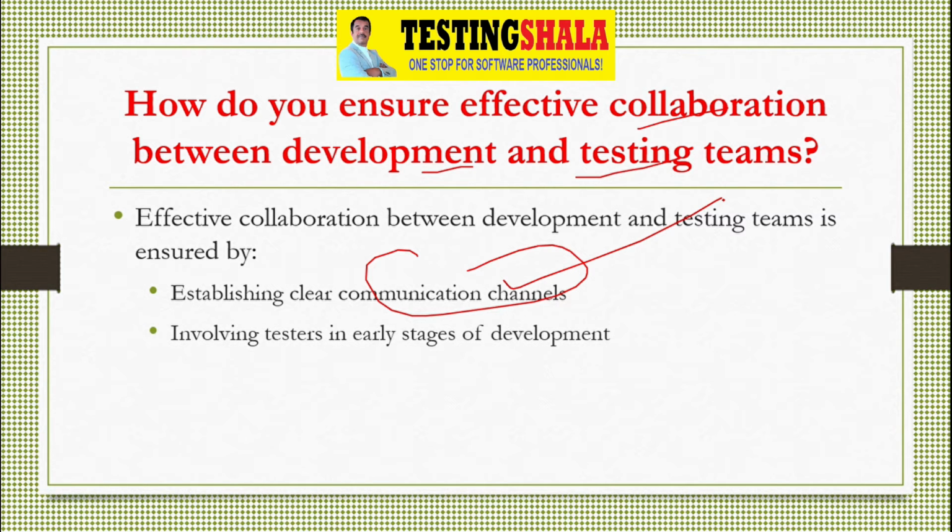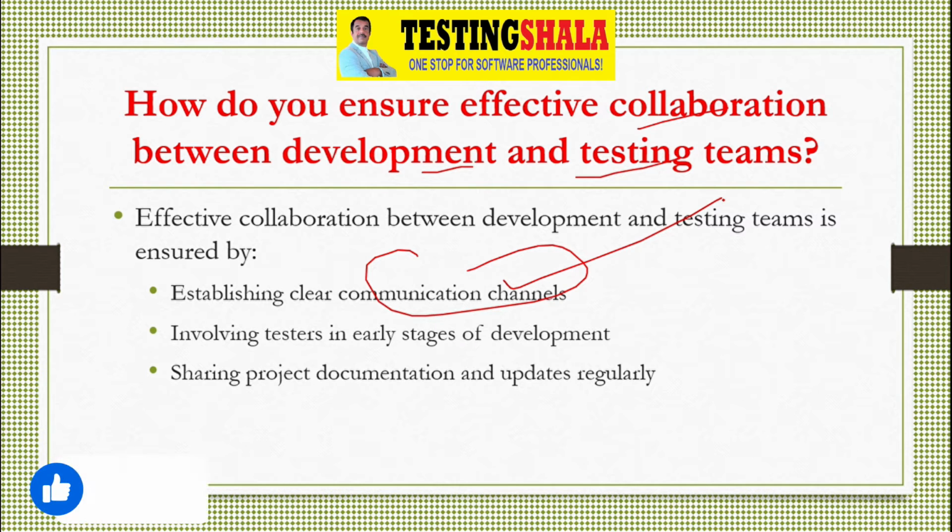And we should also involve the overall testing people in the beginning of the project. The next one would be sharing project documentation updates regularly, because testing people normally depend on various project documentation. If those project documents are not up to date or not up to the mark, then definitely the testing activity is completely dependent on that documentation. Hence, it is always advisable to update this documentation regularly, so that the testing team can refer to the right document.